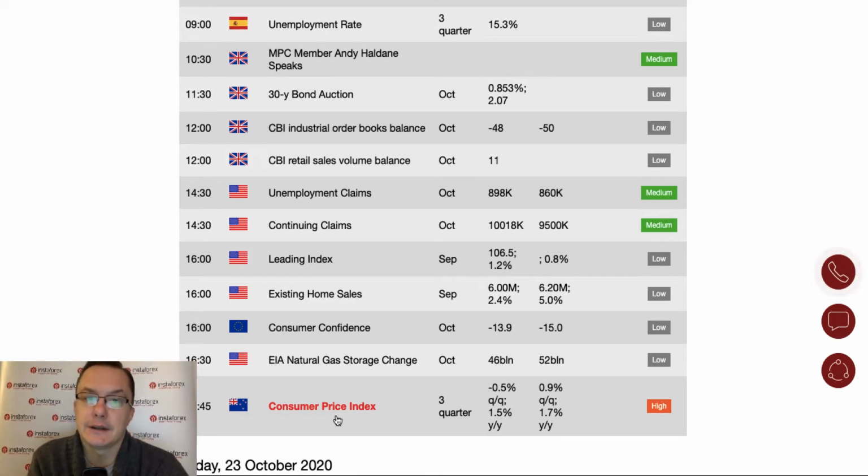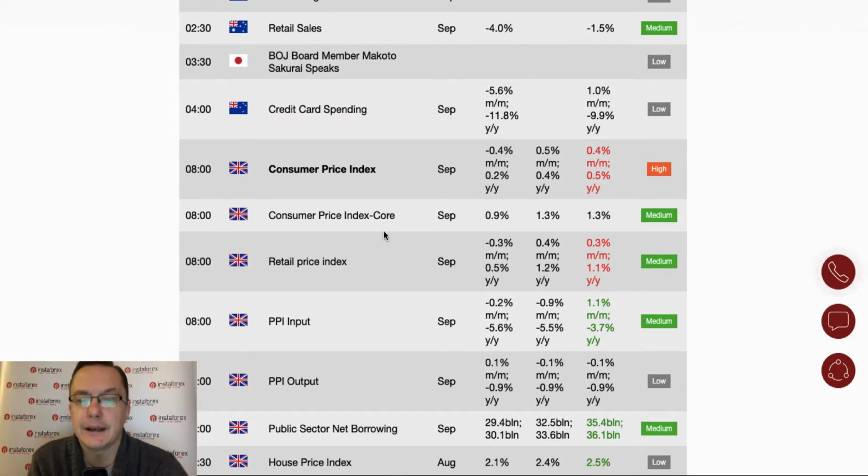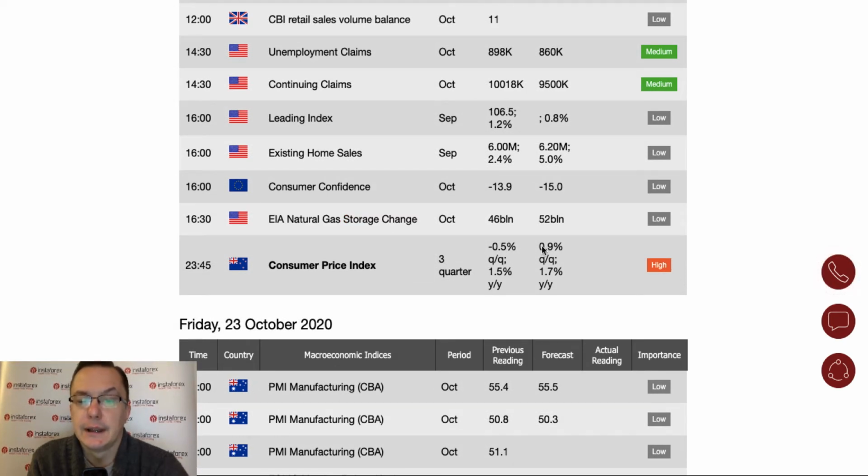As you remember, yesterday we had consumer price data from Canada and the UK, and today we got some data from New Zealand. Consumer price index is expected to increase significantly from minus 0.5% to 0.9% on the quarterly scale, and increase from 1.5 to 1.7 on the yearly scale. So those are very positive and optimistic expectations for the consumer price index. It might bring a little bit of inflationary pressure, which is what it's all about. And then, at midnight, we got some PMI manufacturing data from Australia this time.